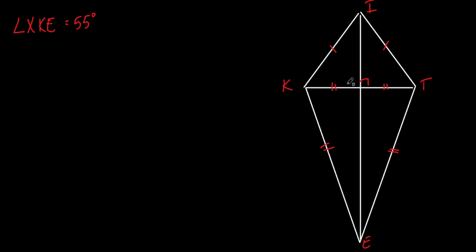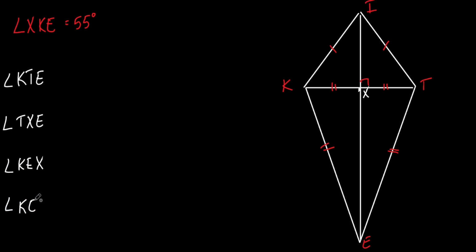Oh, I forgot X. You're right. I did that in the last class. That's X where they intersect. Okay? Everybody see that? All right, they're going to ask for a bunch of stuff. Let me just list all the stuff they're going to ask you to find. There's going to be 4 of them: angle KTE, TXE, KEX, and one more, KET. So you're going to find all those angles. You're not finding any line segments at all. You're just finding angles.